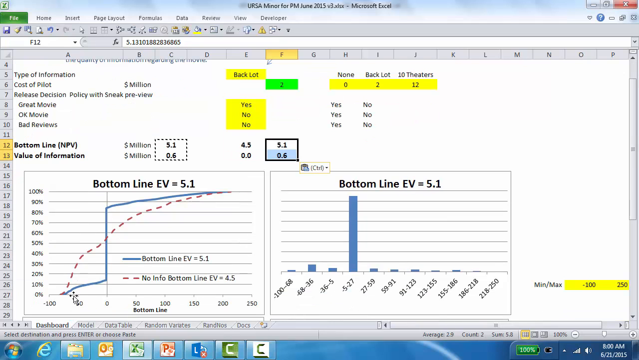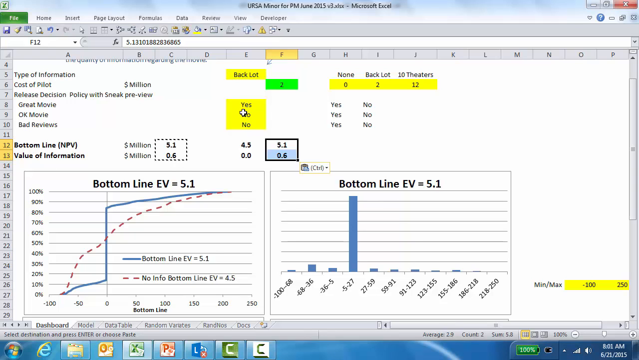Over here, we can also see here's the distribution of the bottom line. And remember that we released when we saw a good movie. Doesn't mean there was a good movie. We saw when we thought there was a good movie. And it appears that we thought we saw there was a good movie about 15% here and 15% here. So it's about 30% of the time. The rest of the time, just 70% of the time, we saw it as being bad or okay, and so we did not release. And that resulted in this 5.1. And we see the distribution here.